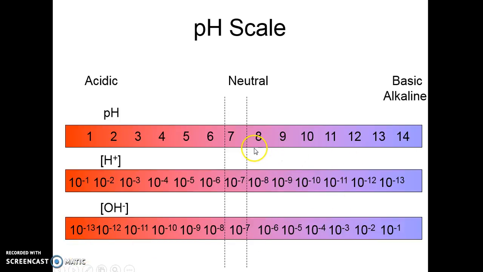With basic solutions, the higher the number, the more basic, the less acidic, of course. Basic solutions are anything above 7. The higher you go, the more basic. The concentrations of protons are getting very small as you go up in pH, and the concentration of hydroxide is increasing as you go up in pH.